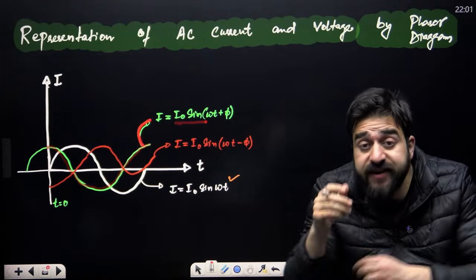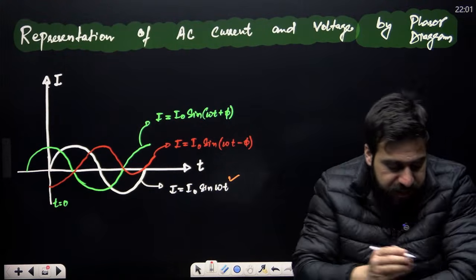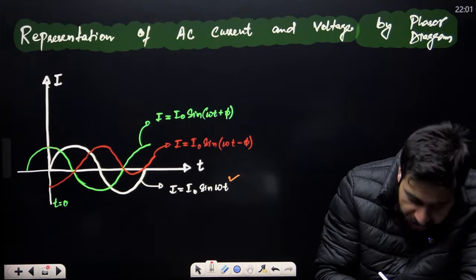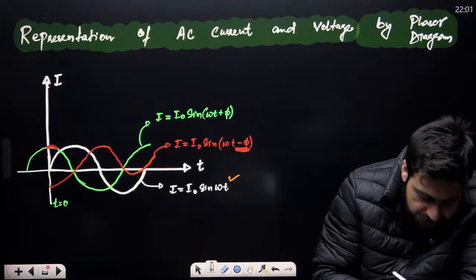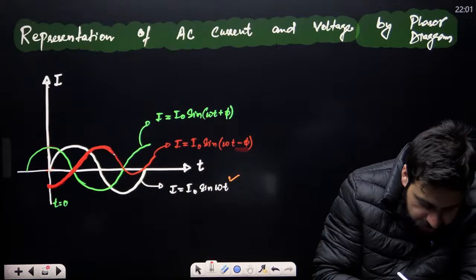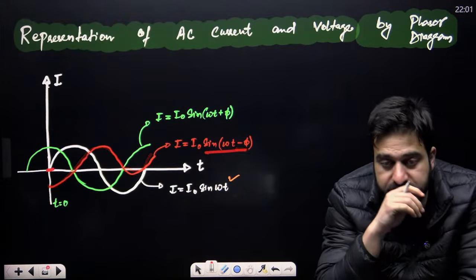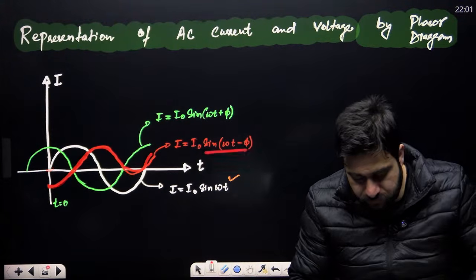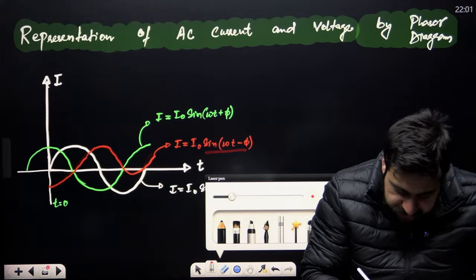Okay, here it is in lead. When you say plus, it means it is starting from maximum. And here it is minus phi, so it will be starting from minimum. First one from the origin, and this will be starting from minimum: sine omega t minus phi.